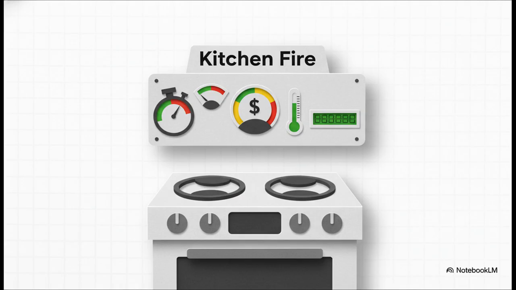Just focus on what the source material calls the kitchen fire manifest. These 5 signals tell you everything you need to know about the health of your service. Is it fast? Is it stable? Is it getting too expensive? This is your dashboard to know if everything is okay or if a fire is about to break out.